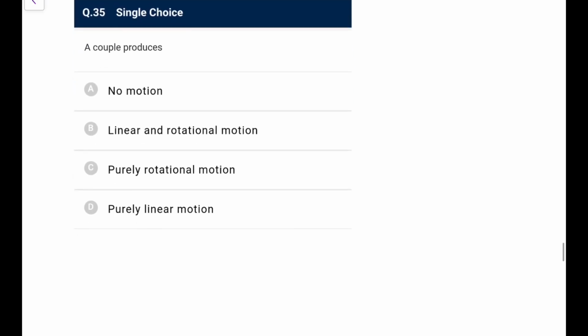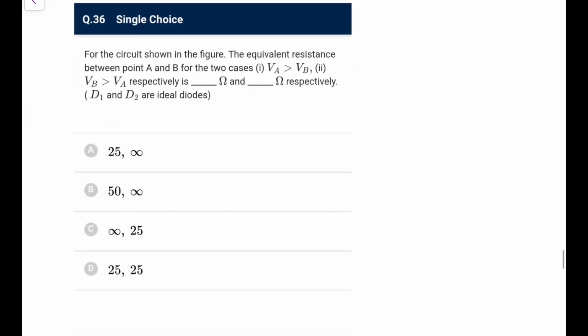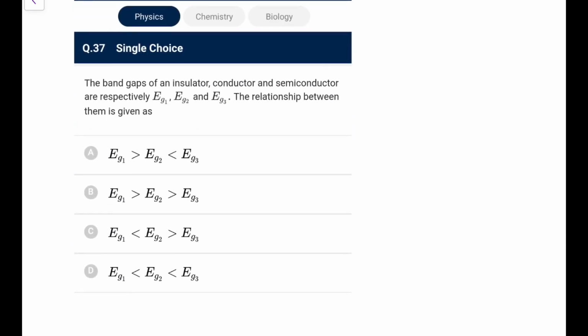Next one. The couple produces, we know, pure rotational motion, or pure angular acceleration, no linear acceleration. For the circuit given in the figure, the equivalent... there is a circuit, I cannot find out the circuit, so I'll leave it. They seem to be fed up with all those papers, so they are giving it without any proofing. Band gap of insulator, conductor, semiconductor are these. The relation is that conductor is minimum, insulator is maximum. So Eg1 is maximum and the semiconductor is greater than Eg2, you can say. So go for option A.